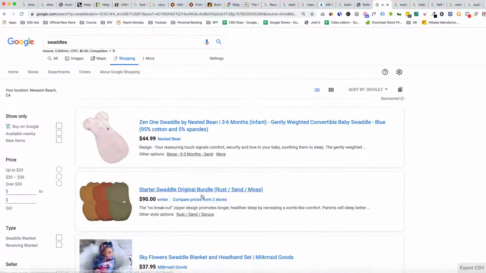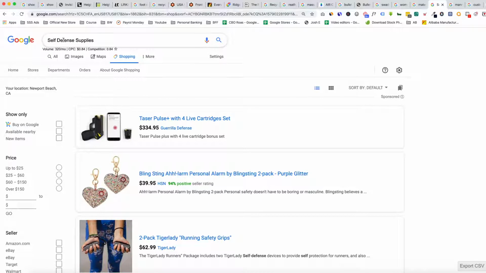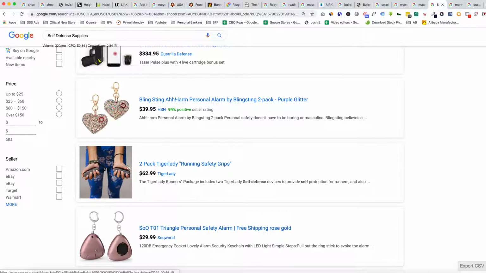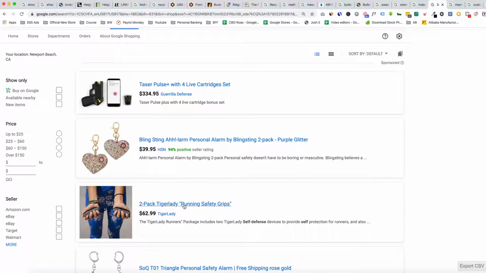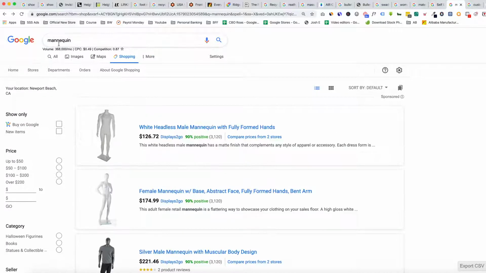So I don't want to keep repeating myself, and we could do this over and over. I actually typed in a random niche, self-defense supplies. I literally got this from going through the Alibaba links, and I immediately found this Tiger Lady. I can immediately tell by the store, this is hilarious. But running safety grips, what a great product. What I could do now is type in running safety grips and start applying filters to see great ideas, better ideas, price ranges, and just keep rinsing and repeating, right? Same thing with mannequins.